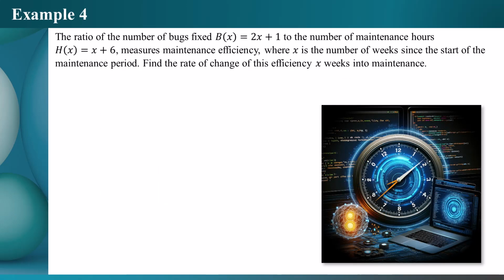The ratio of the number of bugs fixed, b of x, which equals 2x plus 1, to the number of maintenance hours, h of x, which equals x plus 6, measures maintenance efficiency. And here x is the number of weeks since the start of the maintenance period. We want to find the rate of change of this efficiency x weeks into maintenance.